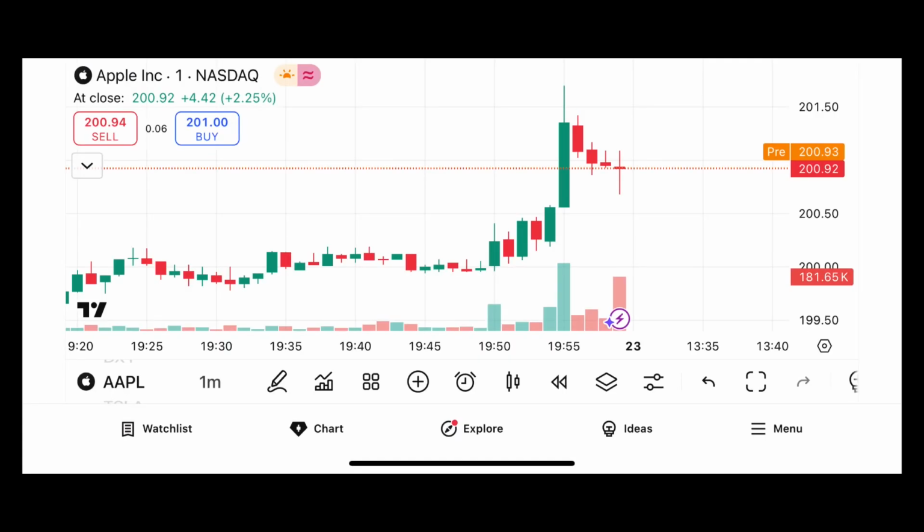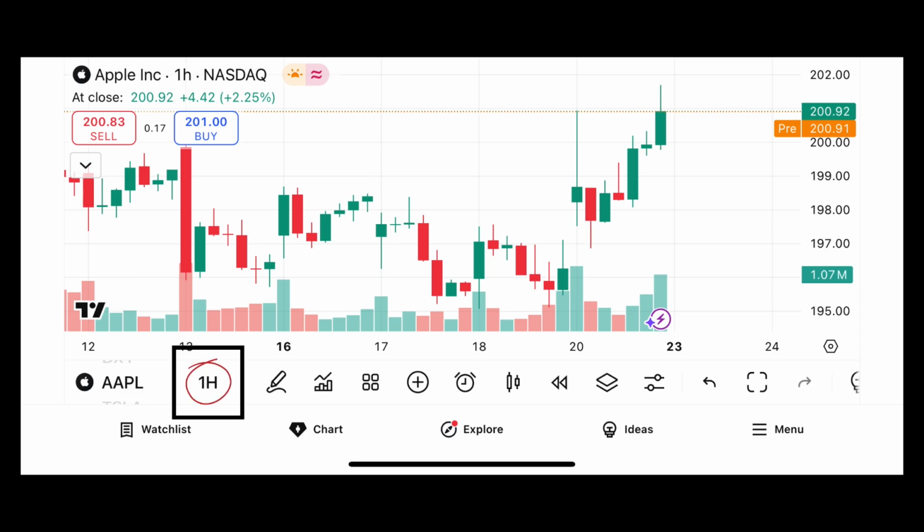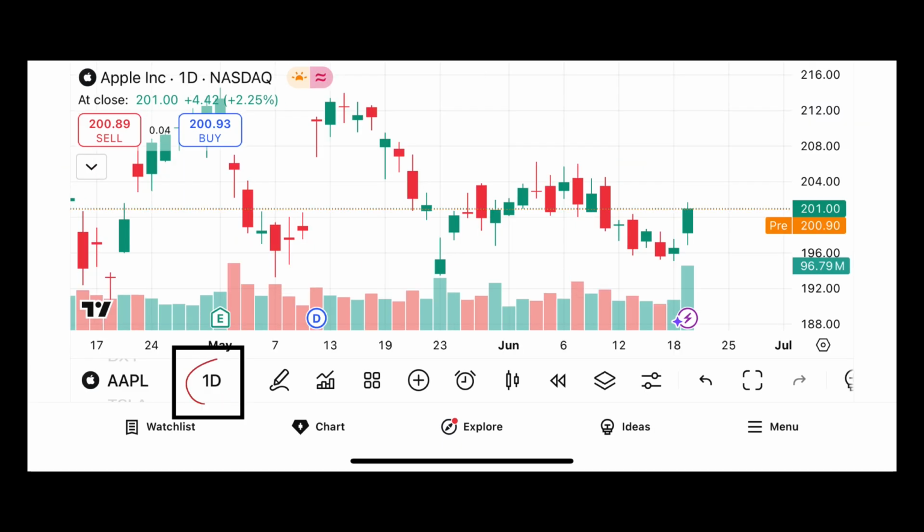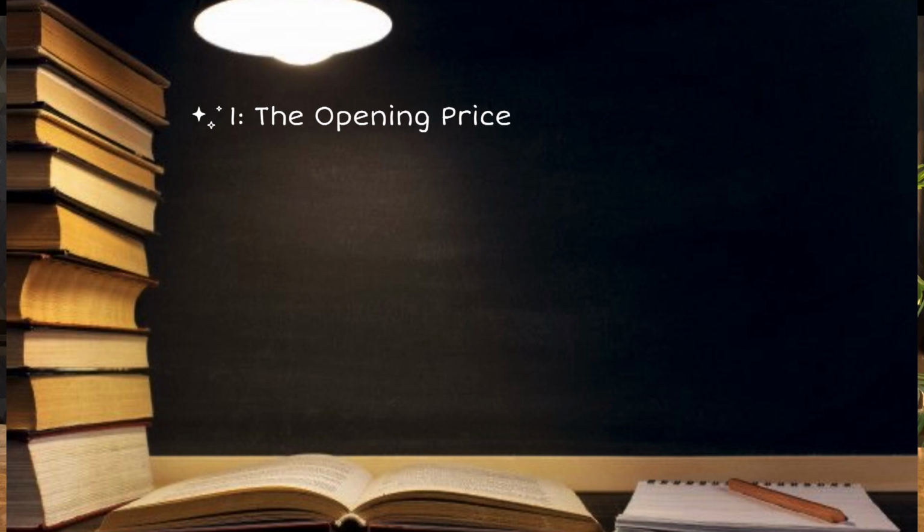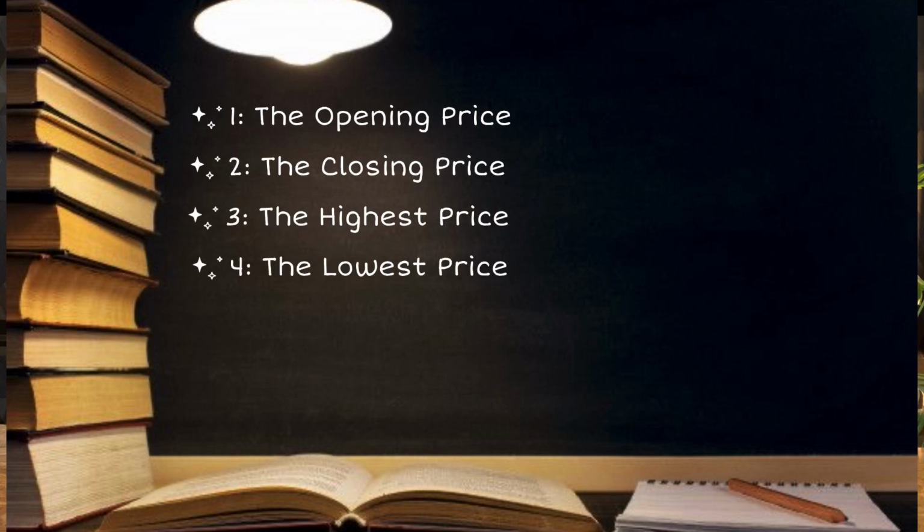So candlestick charts show how the price of an asset moves in a specific period of time, like 1 minute, 1 hour, or 1 day. Each candle gives you four key pieces of information: the opening price, the closing price, the highest price, and the lowest price. Let me show you a single candle and explain it visually.